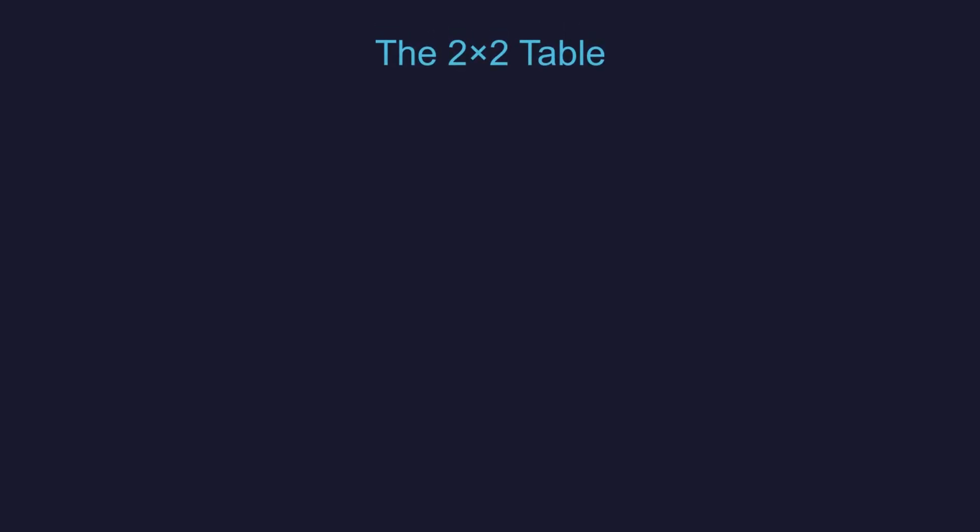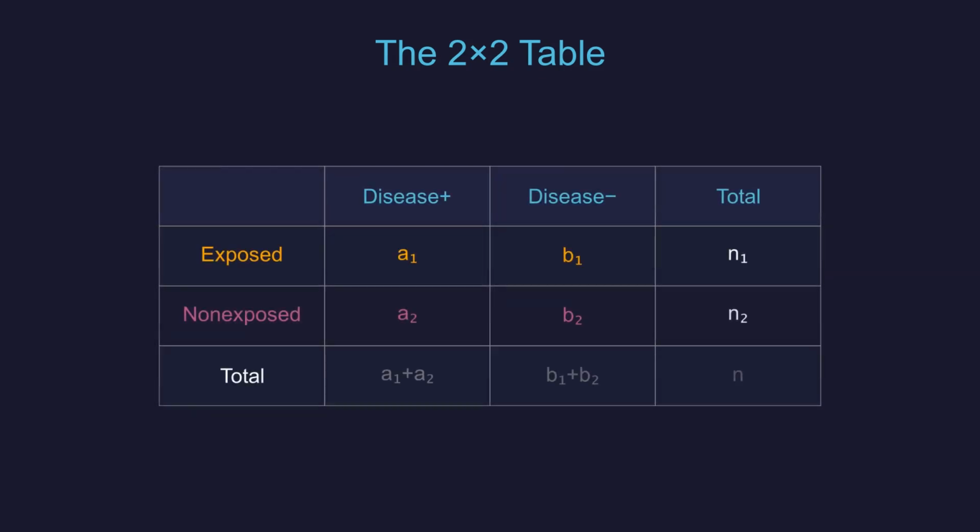Both relative risk and odds ratio come from the same 2x2 contingency table. Rows represent exposure status, exposed and non-exposed. Columns represent disease status, disease positive and disease negative. Cell 1 is the number of exposed individuals with disease. Cell 2 is the number of non-exposed with disease. The totals for each row are N1 and N2.